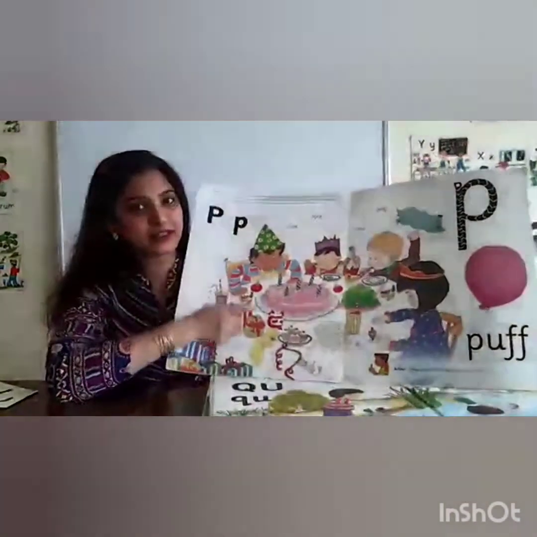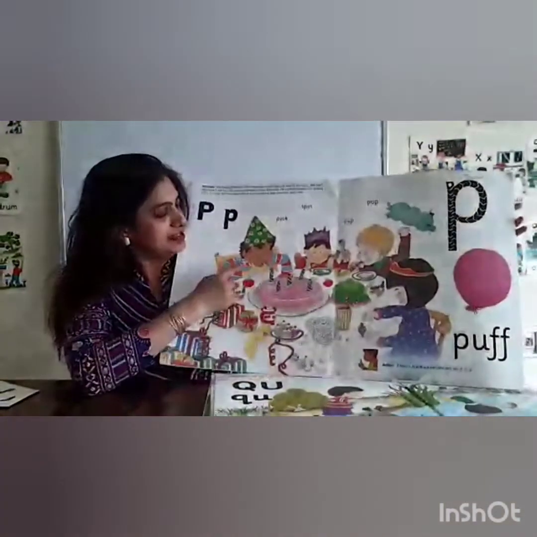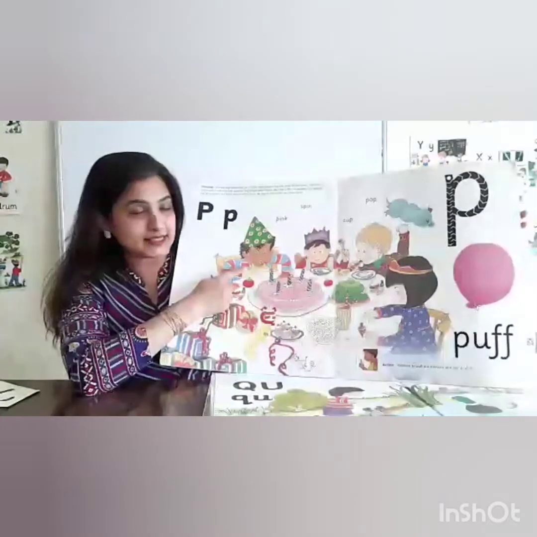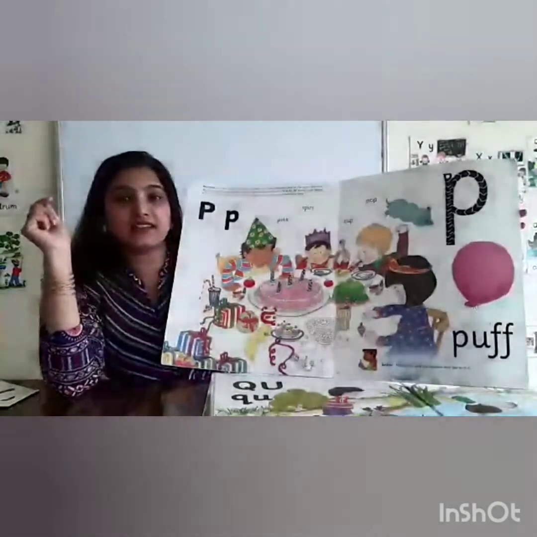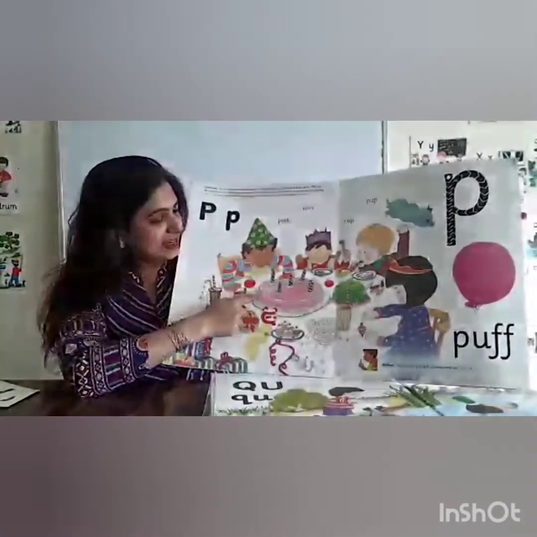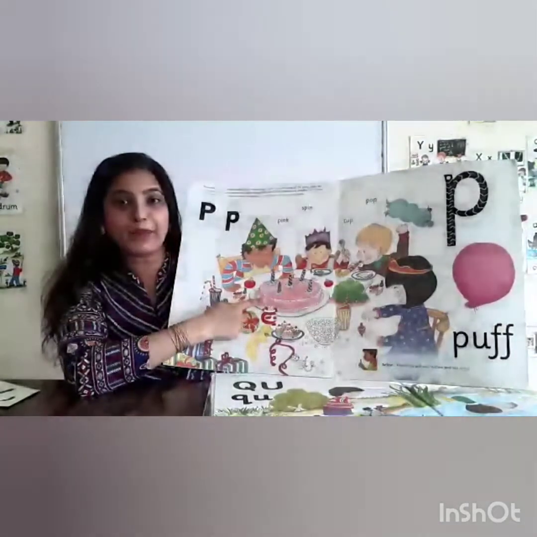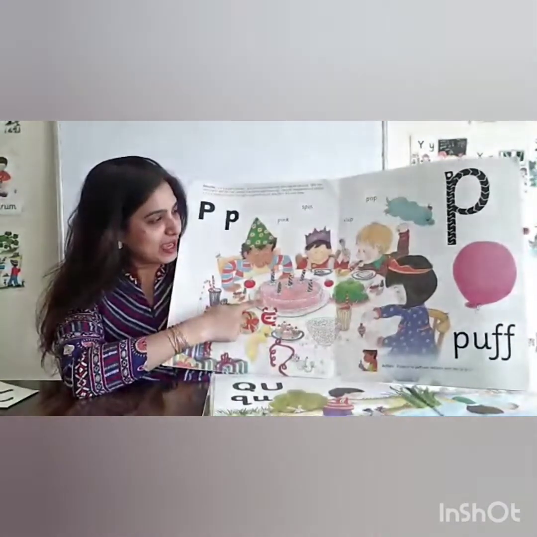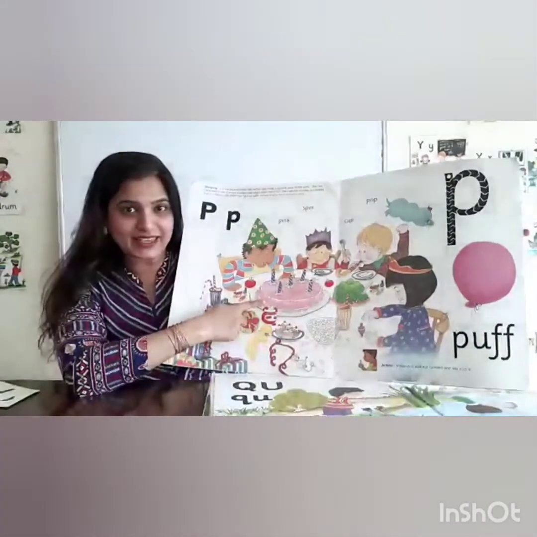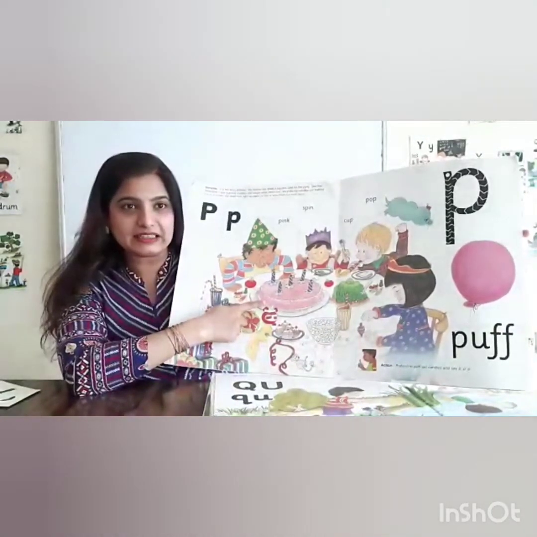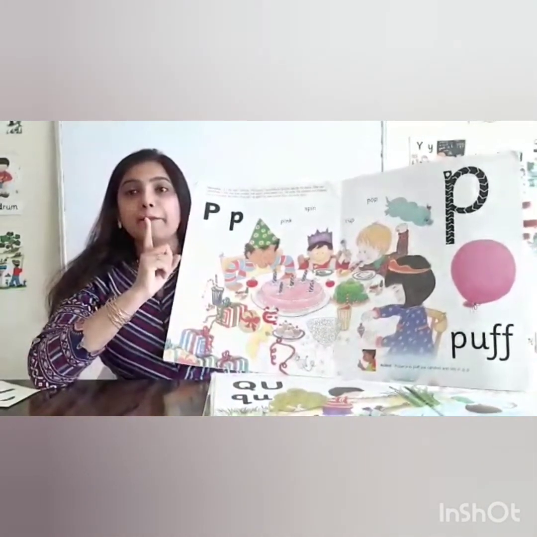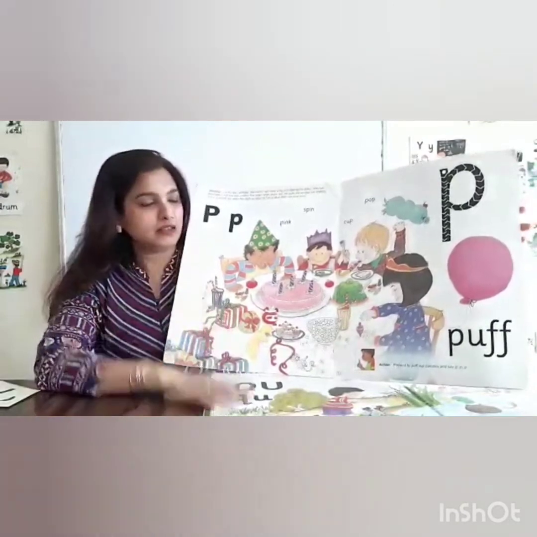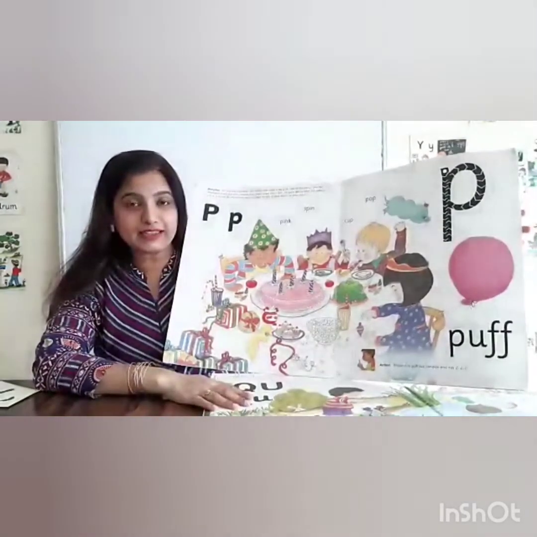Okay, there is a birthday party going on. Okay, this boy's name is Prince. Okay, Prince is celebrating his birthday and he has a nice beautiful pink cake. Okay, and there are lots of candles on the cake. He's trying to blow the candles. He tried it once, but he could not blow the candles.